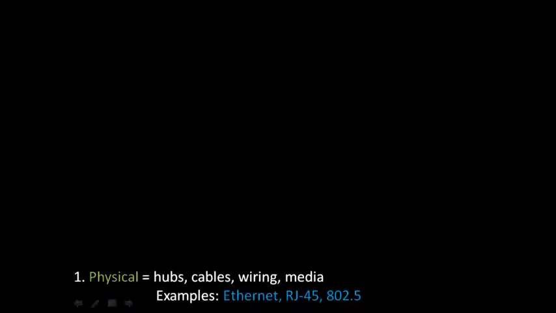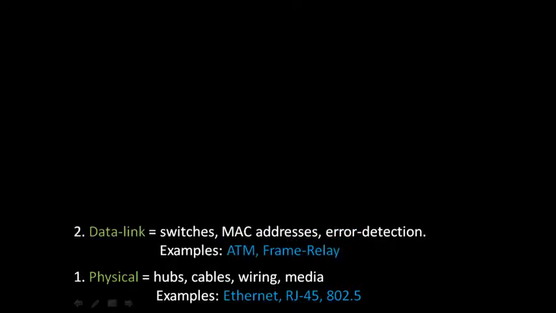The first layer on the bottom is the physical layer. It would be things like hubs, cables, wiring, and media. Examples are Ethernet, RJ45, and 802.5. On top of the physical layer, the next layer would be the data link layer. Here are things like switches, MAC addresses, and error detection, though not correction. Examples would be ATM and frame relay.